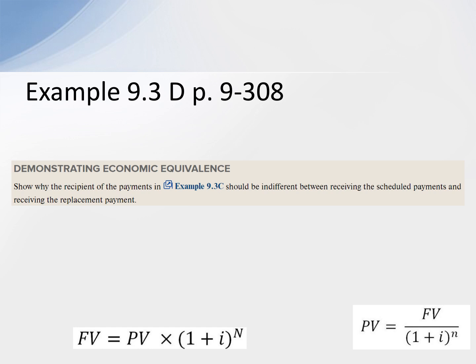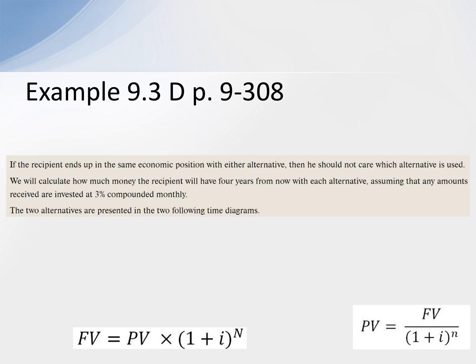This question simply asks us to look back at our last example and determine why the recipient of these two payments should be indifferent about receiving the scheduled payments and receiving the replacement payment. Indifferent simply means they don't care, it shouldn't matter, but why doesn't it matter? Why doesn't it matter economically? The recipient ends up in the same economic position with either alternative. Then he shouldn't care which alternative is used.